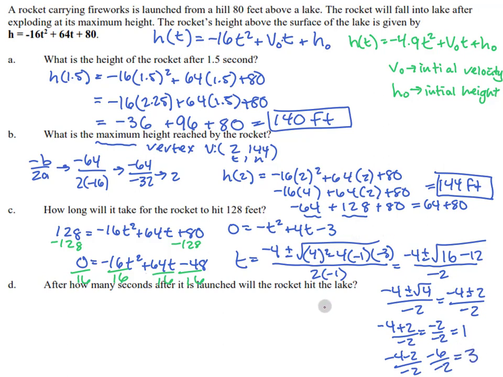So there are, in fact, 2 times it hits a height of 128 feet: 1 second after launch and 3 seconds after launch. And that, when you think about it, makes sense, because one of them is on its way up. It hits 128 feet after 1 second, and on its way down, 3 seconds after launch, it will also hit 128 feet in height.